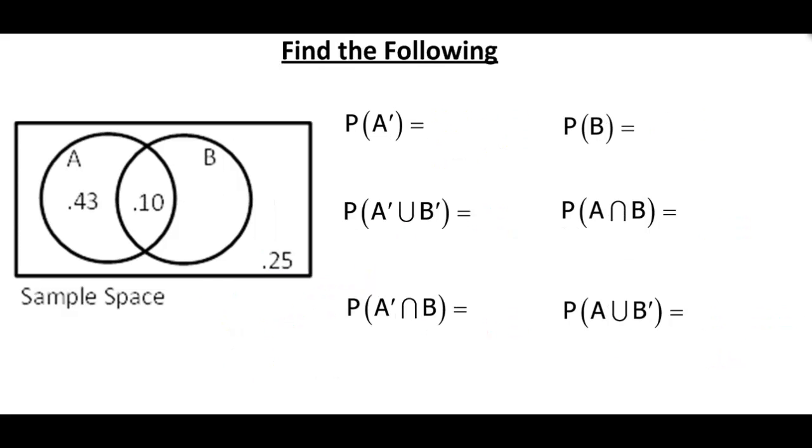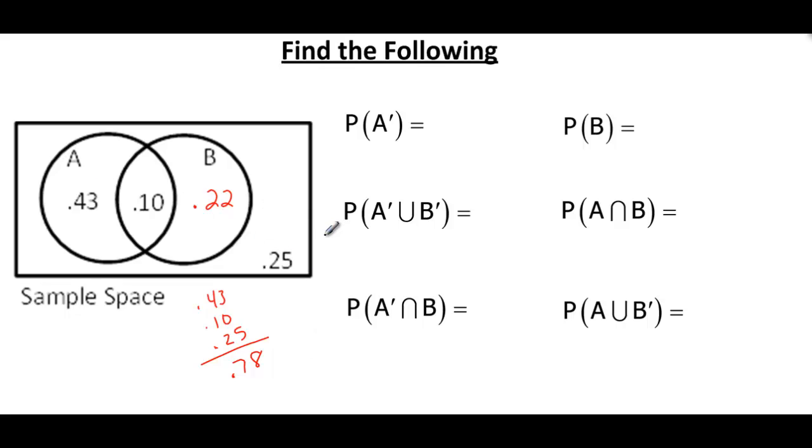Again, it's very similar. I know I need to have a whole sample space that adds up to 1. So if I add this right now, 0.43, 0.10, 0.25, I get 0.78. That doesn't add up to 1, so I know I'm missing something. And as you could tell, I don't know how much is in this little crescent here for B, the events that are just in B but not in A. So I'm missing 0.22. That's what I'm missing to add up to 1.